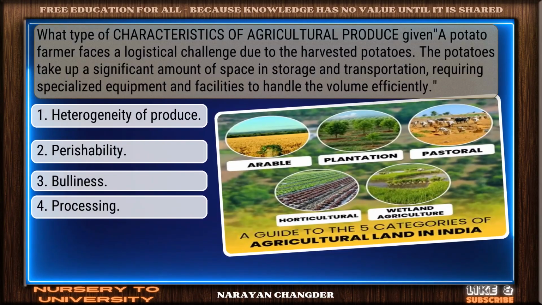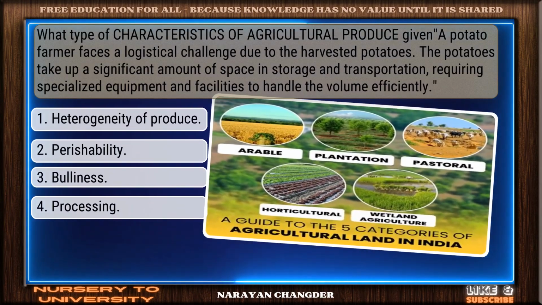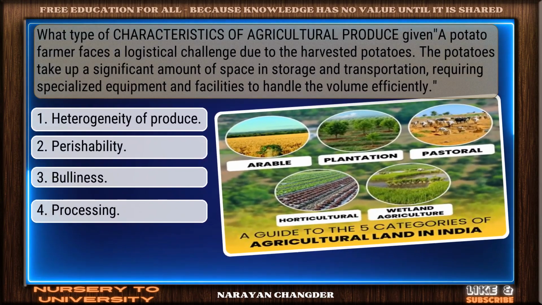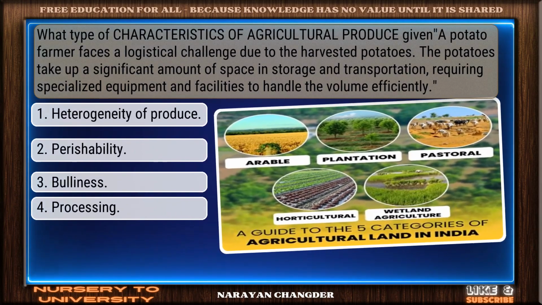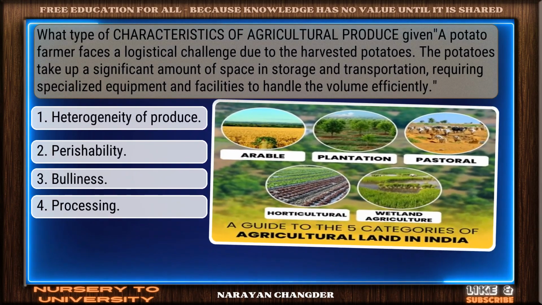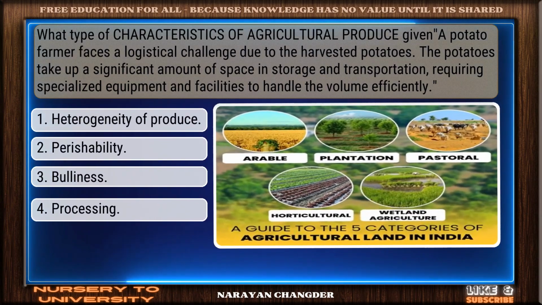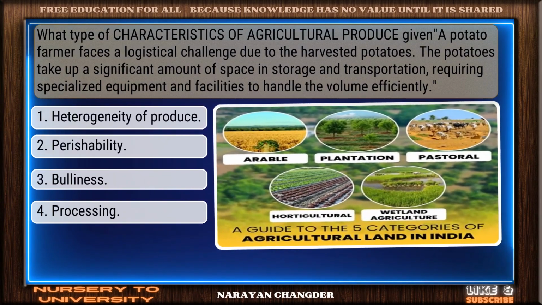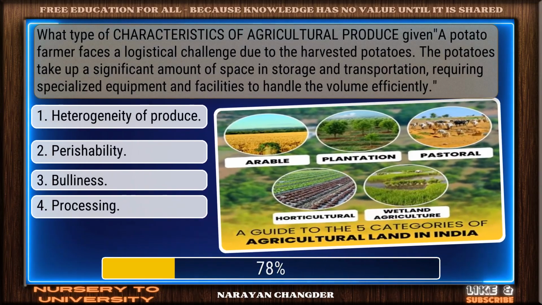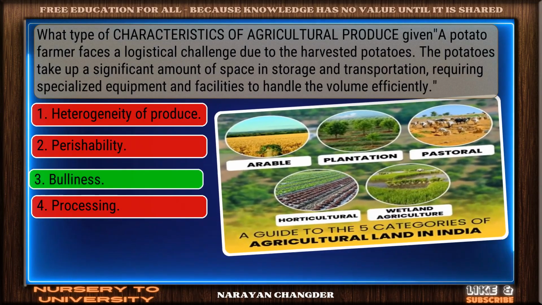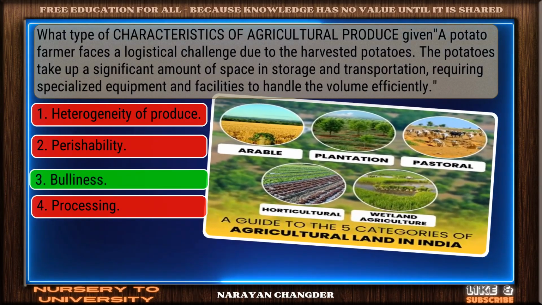What type of characteristics of agricultural produce given? Potato farmer faces a logistical challenge due to the harvested potatoes. The potatoes take up a significant amount of space in storage and transportation, requiring specialized equipment and facilities to handle the volume efficiently. Nice selection. Bulkiness is the correct and valid answer.